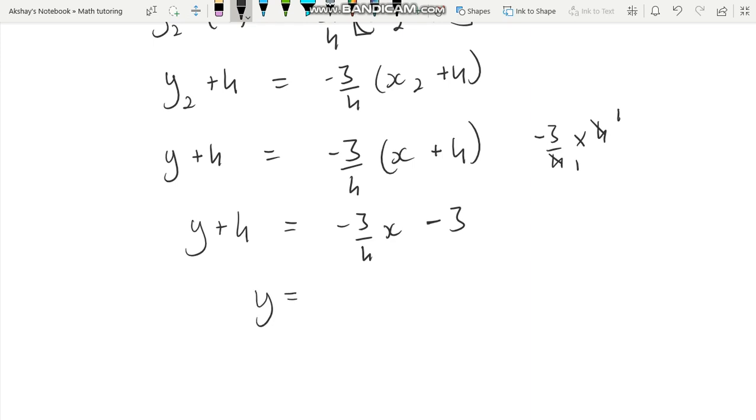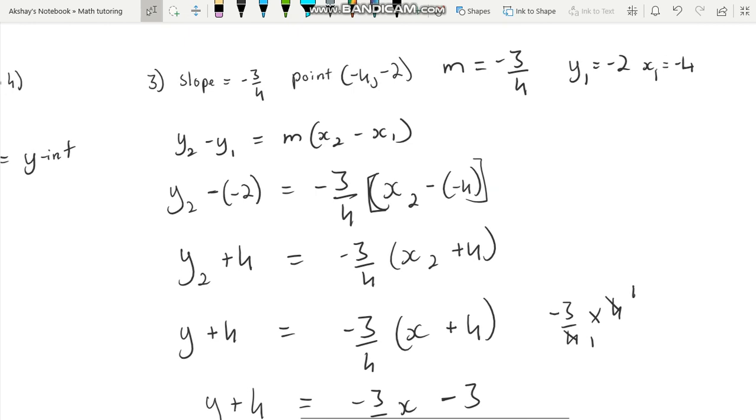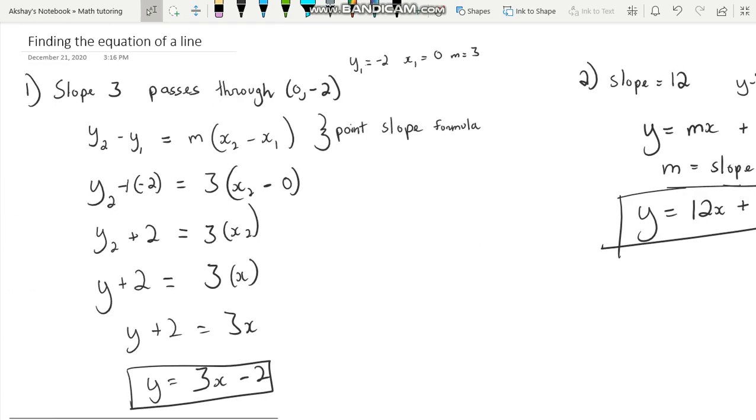Now to isolate my y variable, I can bring my 4 to the other side. So I have negative 3 over 4x minus 3 minus 4. Final answer is y is equal to negative 3 over 4x minus 7. That's our equation of our function. So using the point slope formula, you can find the equation of your function quite easily. So hope this helped.